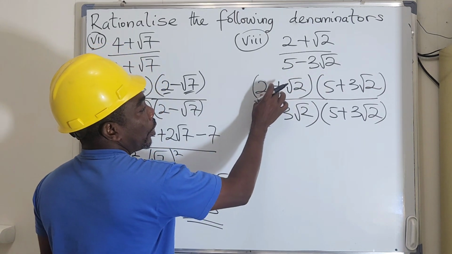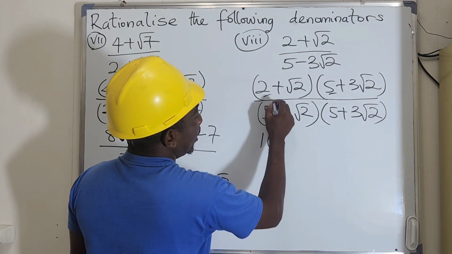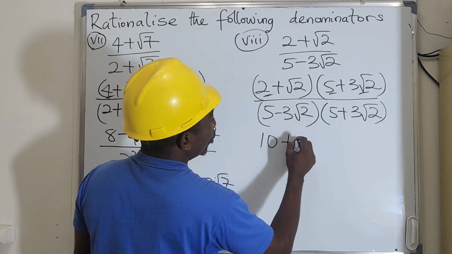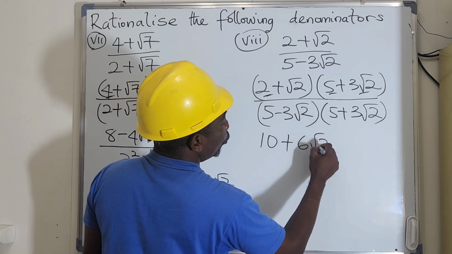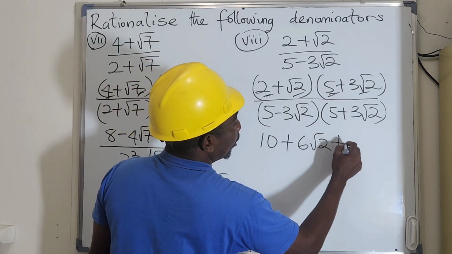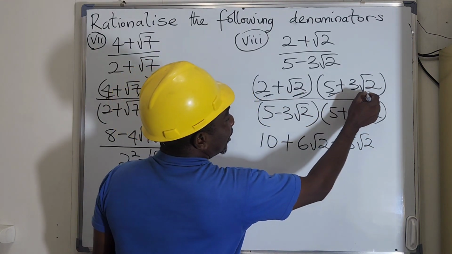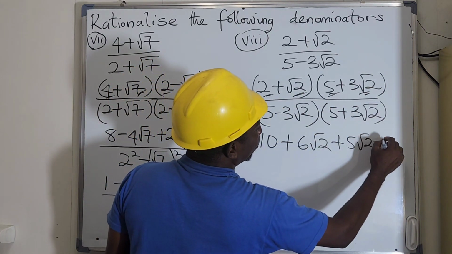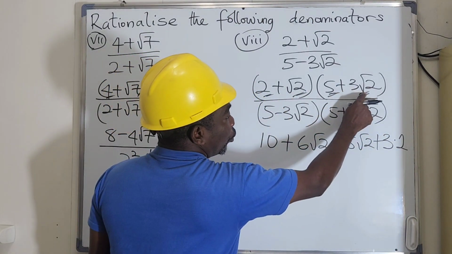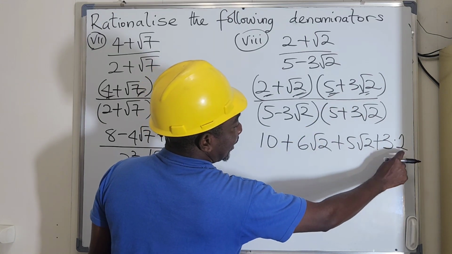So we have this. So expanding this, we have 2 times 5 gives us 10. Then 2 times 3 root 2 will give us plus 6 root 2. Then root 2 times 5 will give us plus 5 root 2. Then root 2 times 3 root 2 will give us plus 3 times 2, because root 2 times root 2 will give us 2, times 3. That is 3 times 2.